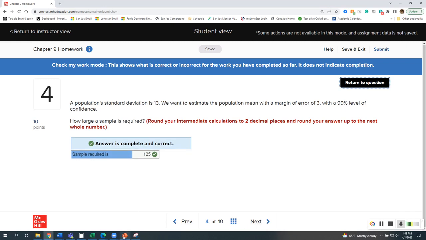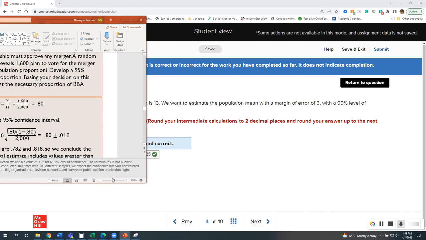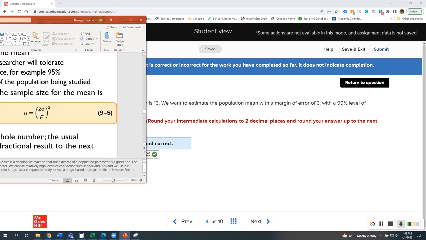So this one, if you want to look at your PowerPoint, it is this formula right here. That's the formula we just did. So z value times our standard deviation divided by our margin of error squared.